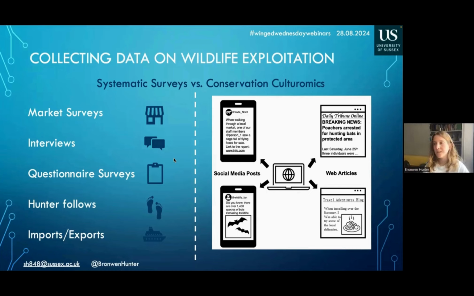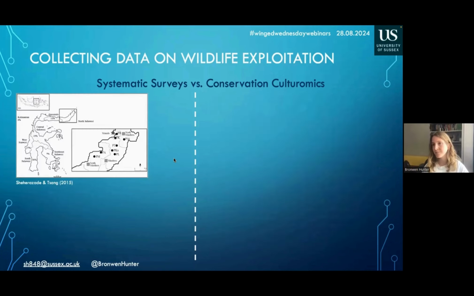So on social media, for example, people might post when they've observed a particular species or taxa available on a market, or they might document their experiences of consuming a local delicacy. In the news, wildlife trade seizures or arrests can also often be reported. So these are the kind of information sources that I'm interested in.